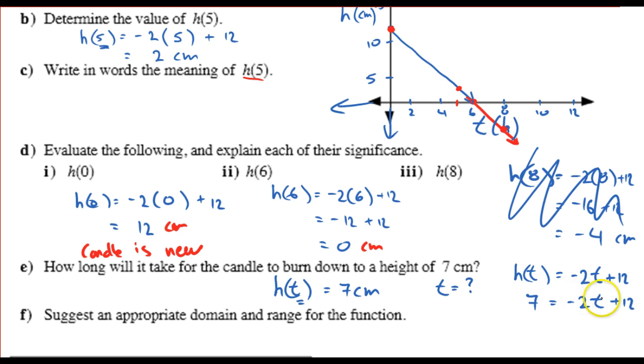And if that whole thing equals 7, I can just solve for t. Not much difficulty there. That's going to be 7 minus 12, that's going to be negative 5 equals negative 2t. And then t is going to equal 2.5 hours. All right. So to answer this question, how long will it take for the candle to burn down to a height of 7 centimeters? 2.5 hours. And that point, ladies and gentlemen, is right up here somewhere, right about there.